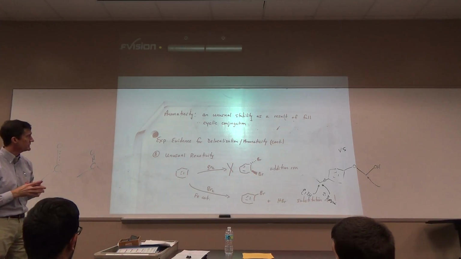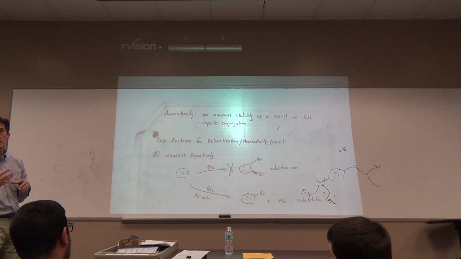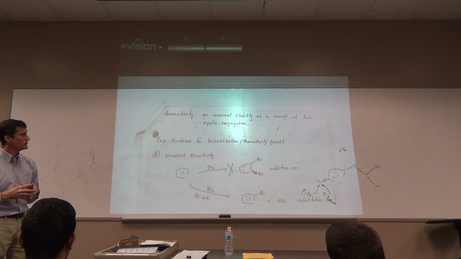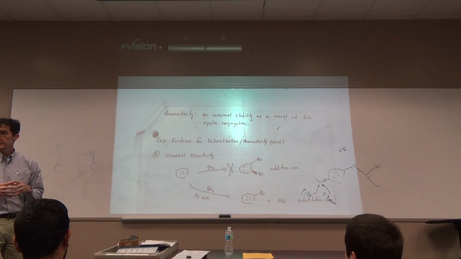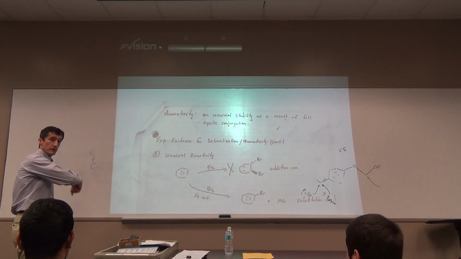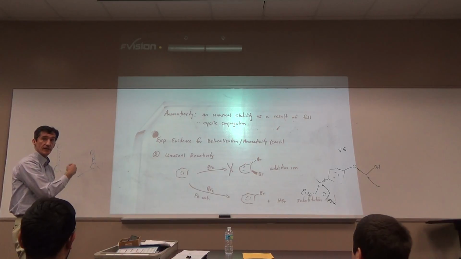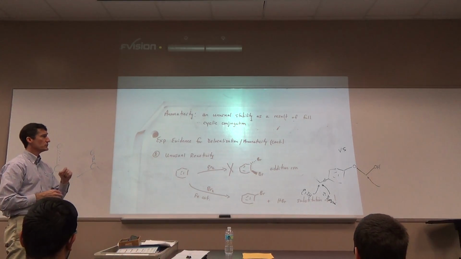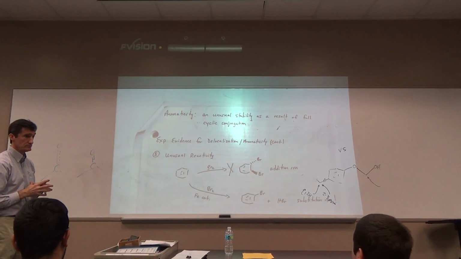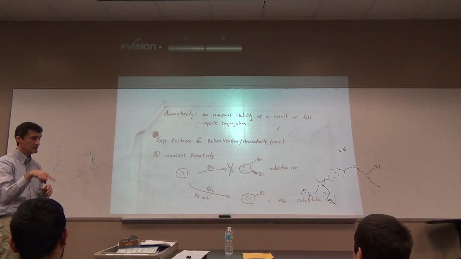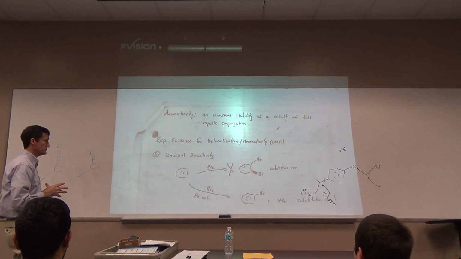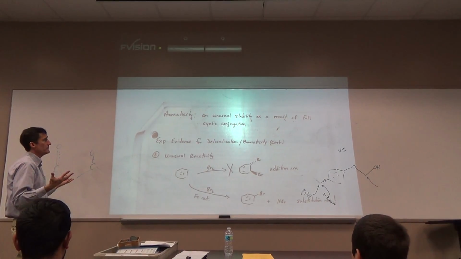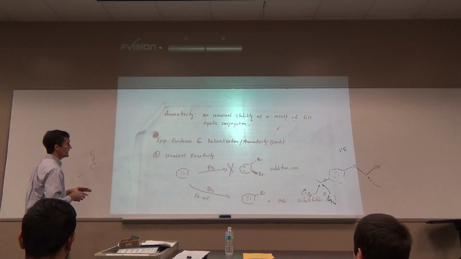Okay, aromaticity. We'll give a definition and then we'll modify that a little bit as we go. It's going to be an unusual stability as a result of full cyclic conjugation. That leads to an unusual stability. What do I mean by unusual stability? We'll look at some examples.